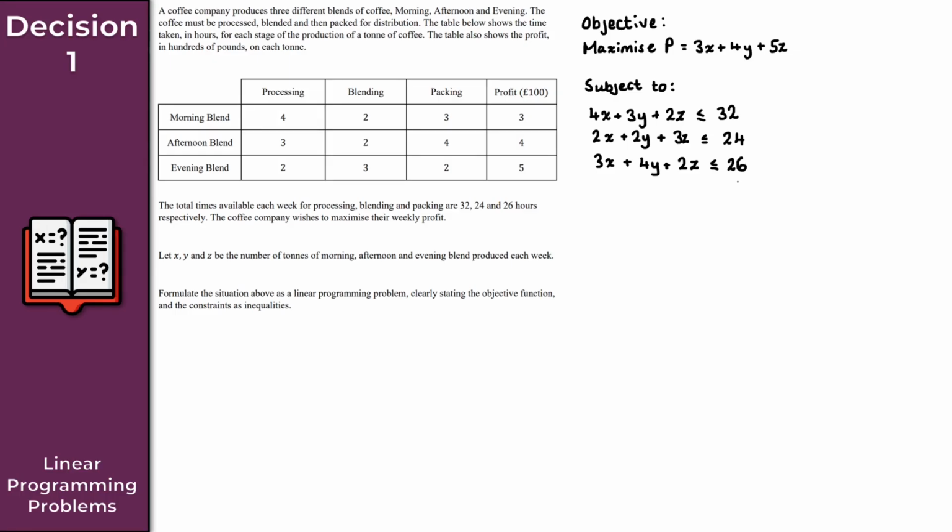Okay, perfect. The only thing remaining is the non-negativity constraint. In the context of this question, given that x, y, and z represent a quantity, the number of tons of morning, afternoon, and evening blend produced each week, clearly that can't be negative. So x, y, and z must also be greater than or equal to 0. And there we have it. What we've done is take the context of this question and formulate it as a linear programming problem. And that's always the first step in any linear programming problem, if that's not already done for us.